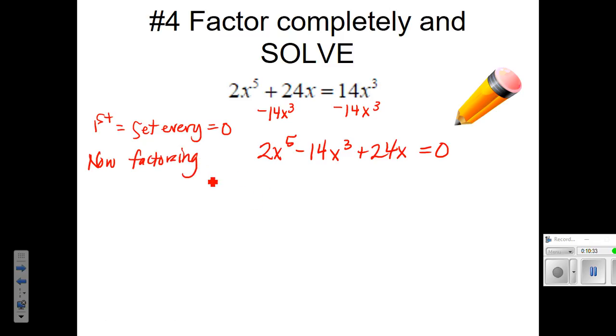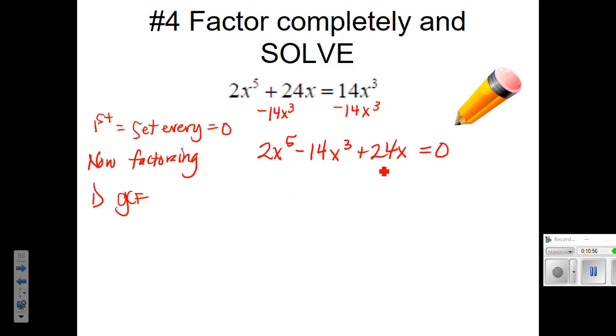Okay, so 3 terms. I would do AC method. Uh-oh, 5 is not double 3, so I cannot use the AC method. I don't have 4 terms for grouping. I don't have 2 terms for difference of 2 squares. So guess what? I need to take out a greatest common factor.